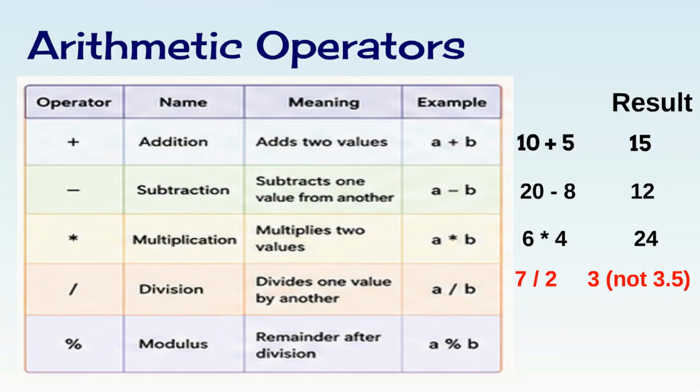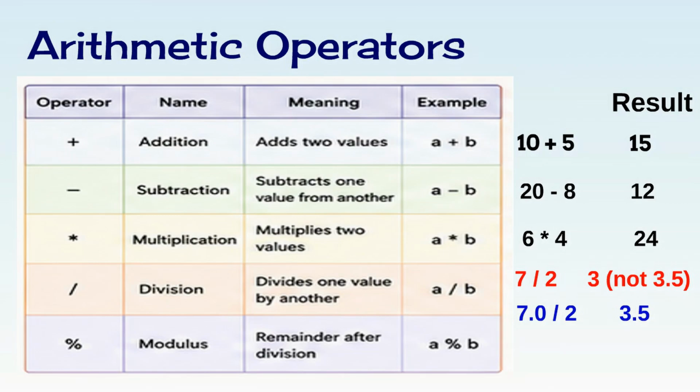If at least one operand is a floating point number, the result includes the decimal part. For example, 7.0 divided by 2 produces 3.5. We'll demonstrate this in our practical session.